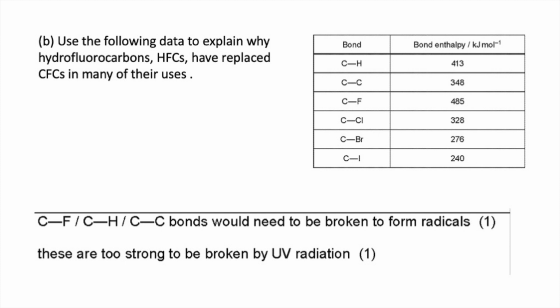So for 1 mark, you would have to say that the CF, CH and CC bonds would need to be broken to form radicals. It's getting that idea across. That's 1 mark. And if you said that these are too strong to be broken by UV radiation, that gets you the 2nd mark.